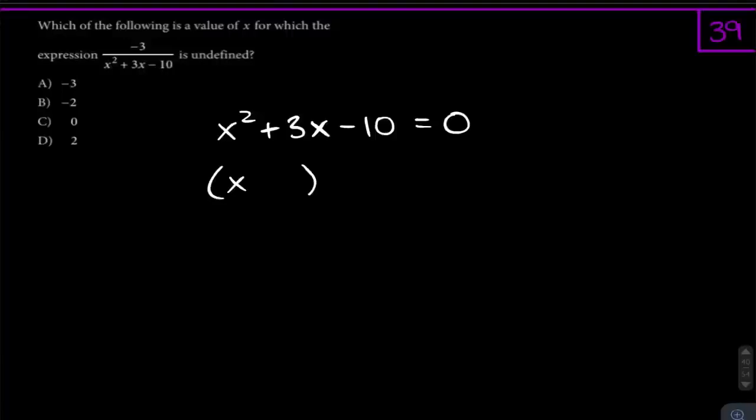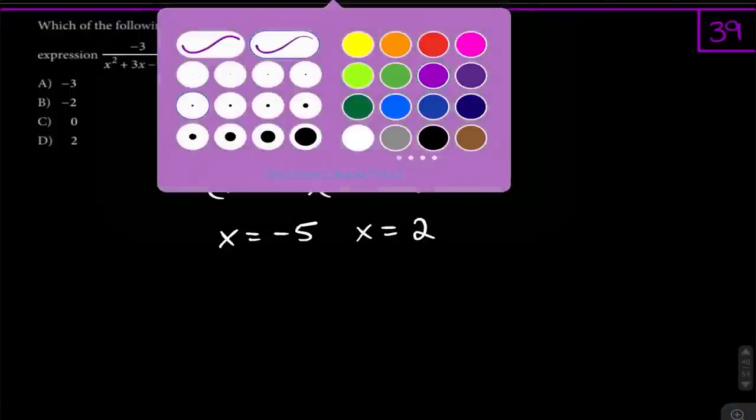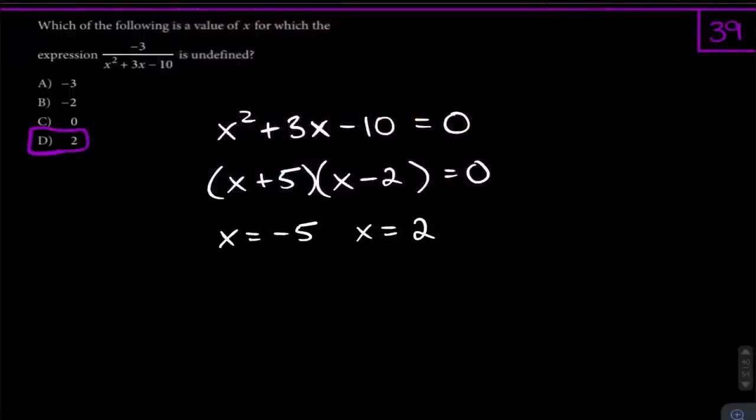So when we actually go and factor this, what are two numbers that add to be 3 and multiply to be -10? Well, 5 and -2. And so x is going to be equal to -5 and x is going to be equal to 2. And looks like we have 2 as one of our choices. So that is going to be the answer for problem 39.